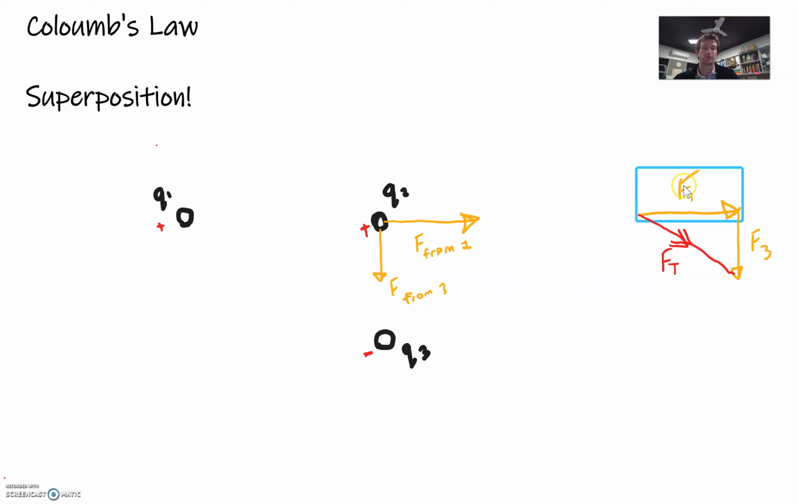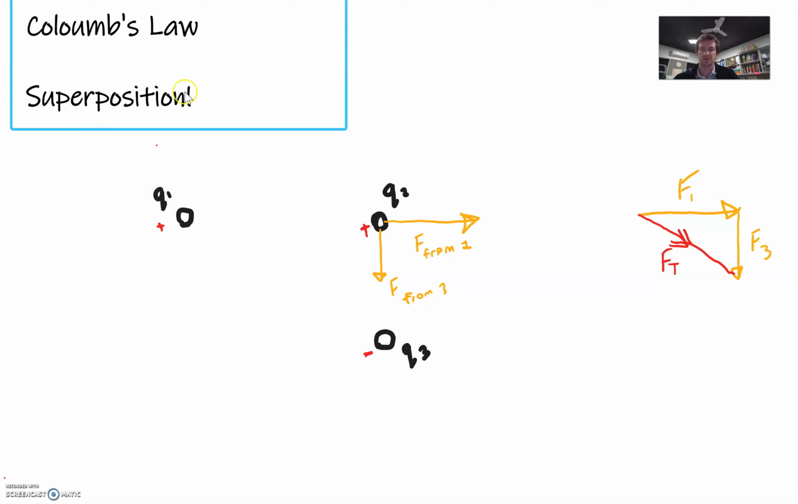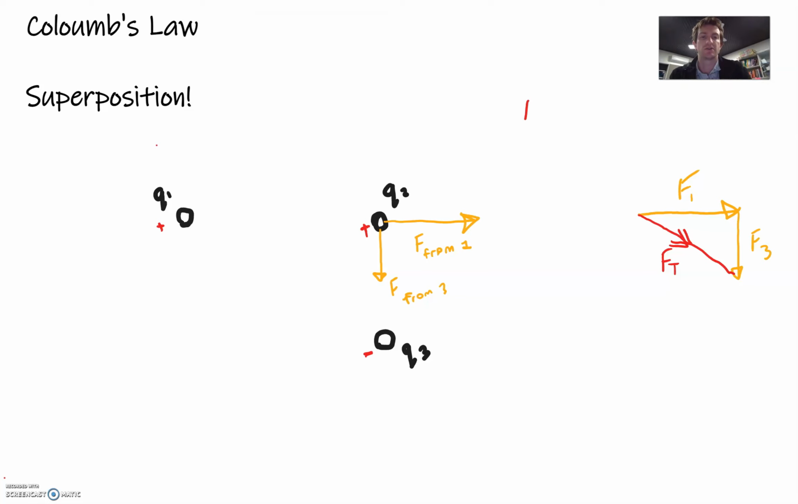So if we want the force due to number 1, due to this charge here, we need to use Coulomb's law, but we'll do it for charge number 1. So it'd be this formula here, F equals 1 over 4 pi E0, charge number 1 and charge number 2 over the distance between them squared. So if we use that formula, that gives us the force due to charge number 1.